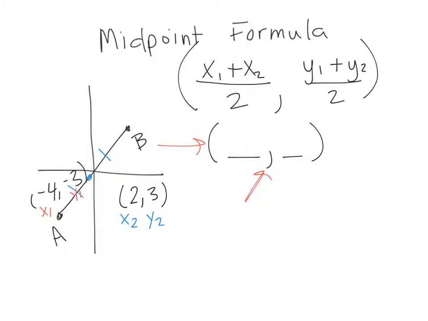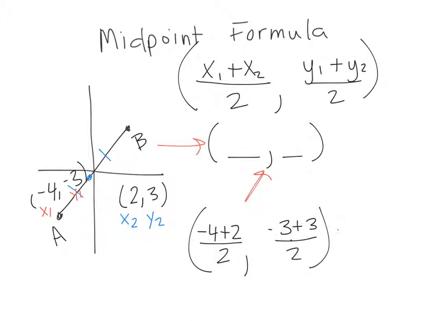So I'm going to add up my x's. So -4 plus 2, and it doesn't even matter what order you go in. Divide it by 2, and then my second one is going to be -3 plus 3 divided by 2. So now I'm going to simplify. -4 plus 2 is -2. Still have the divide by 2 over here. -3 plus 3 is 0 over 2.